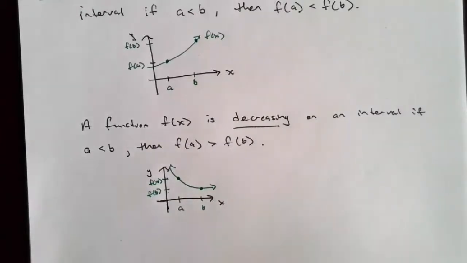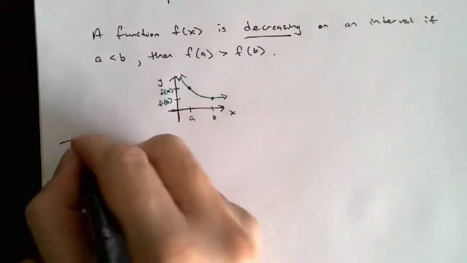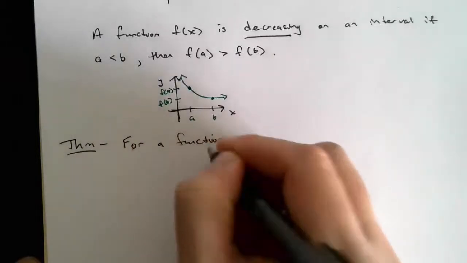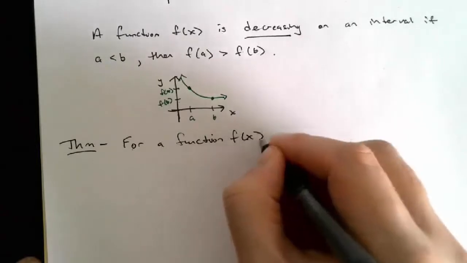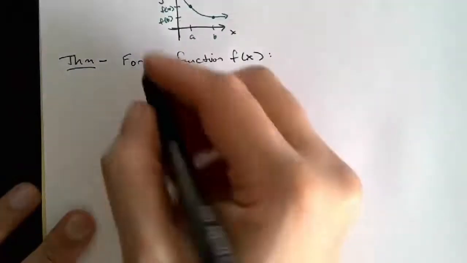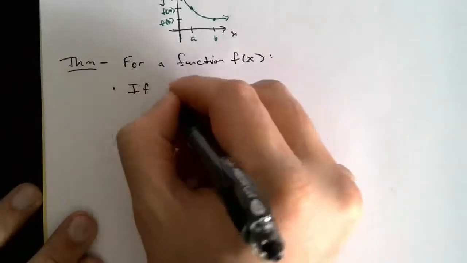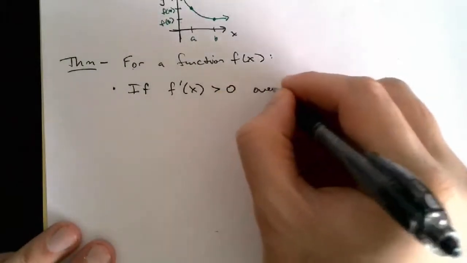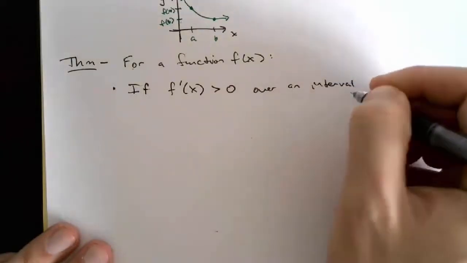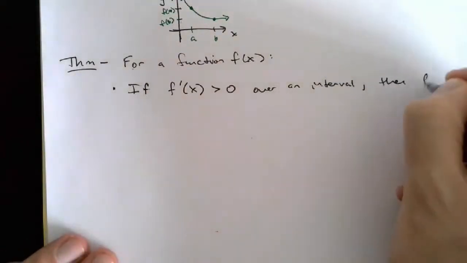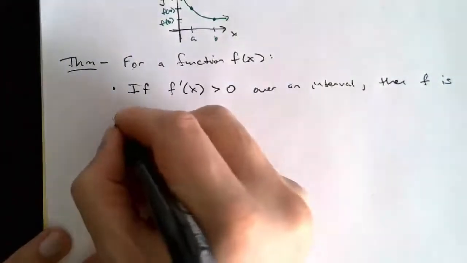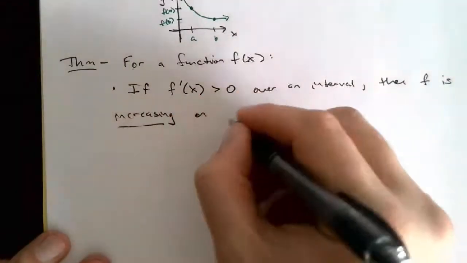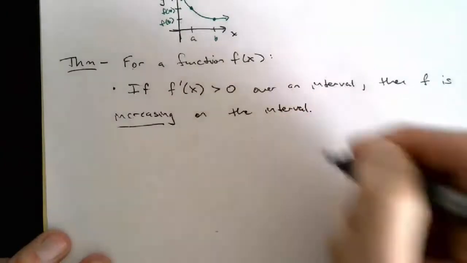Let's talk about how this relates to the first derivative. So for this theorem here, for a function f of x, if f prime of x, remember f prime of x is your first derivative, is greater than 0 over an interval, then f, the original function, is increasing on the interval. And this would make sense.